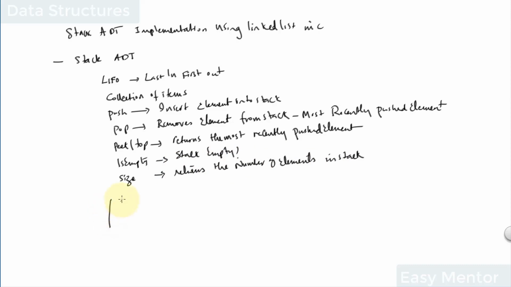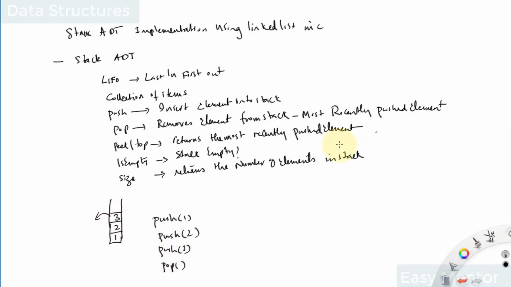Diagrammatically, stack can be defined as this structure where push would put an element on top of another. So you push 1, then 1 is put into the structure, and then pushing 2 would put 2 on top of 1. Pushing 3 would put 3 on top of 2, and so on. Popping would pop out the most recently pushed element. In this case, the most recently pushed element is 3, so 3 is removed. And pushing another element would put that element on top of the existing elements. This is a diagrammatic representation of the stack.